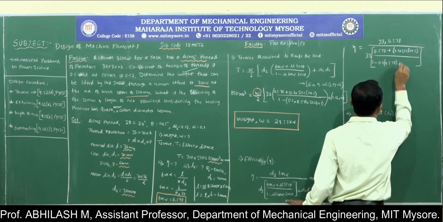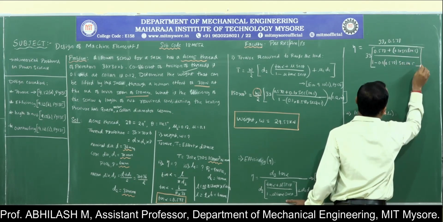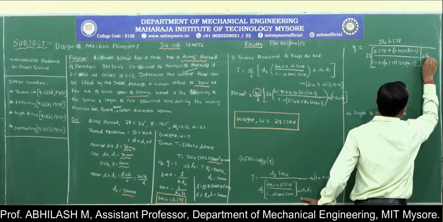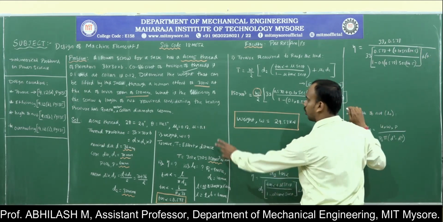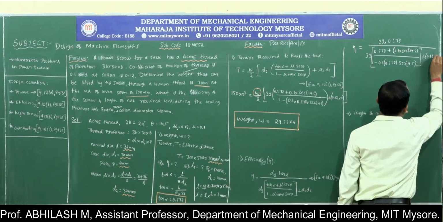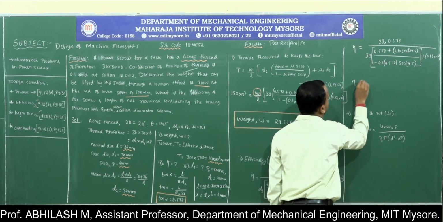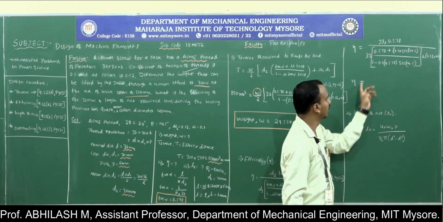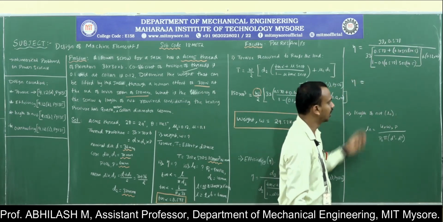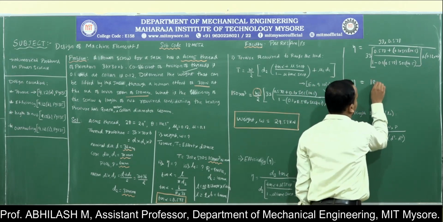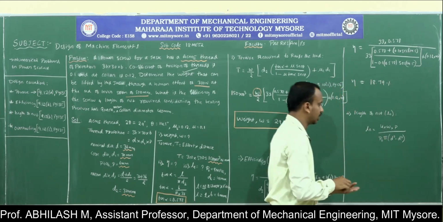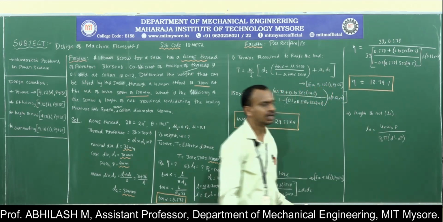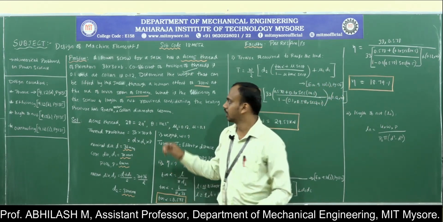0.578 into secant theta, which is secant 14.5, plus mu c dc. The mu c value is 0.12 and the dc value is 40. There are no unknowns in the equation, just the simplification of the equation. After simplifying, we obtain the efficiency of the given problem. So the efficiency for this particular condition is 18.79%, and this value is obtained after doing the calculation.